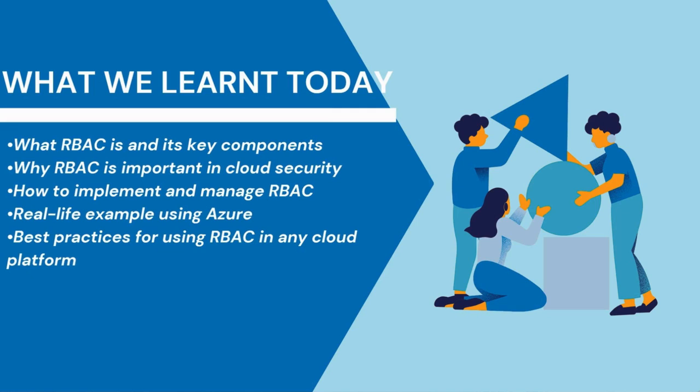So that's it. What we learned today is we covered what RBAC is and its key parts: users, roles, permissions, and resources. We saw why it's vital for cloud security and how to implement it with tools like Azure's identity access management. We explored a real life example and best practices like regular audits, and role-based access control keeps cloud systems secure and manageable. It starts small and we can scale it up.